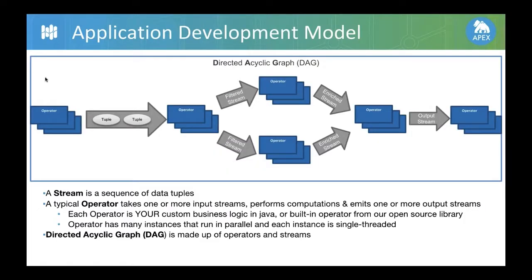So how are applications built in Apex? We have a concept of operators and a concept of streams. Between two operators, the data is transferred by means of a stream. We also see multiple instances of operators. This means that the same operator is replicated on different nodes in a cluster to ensure parallelism.